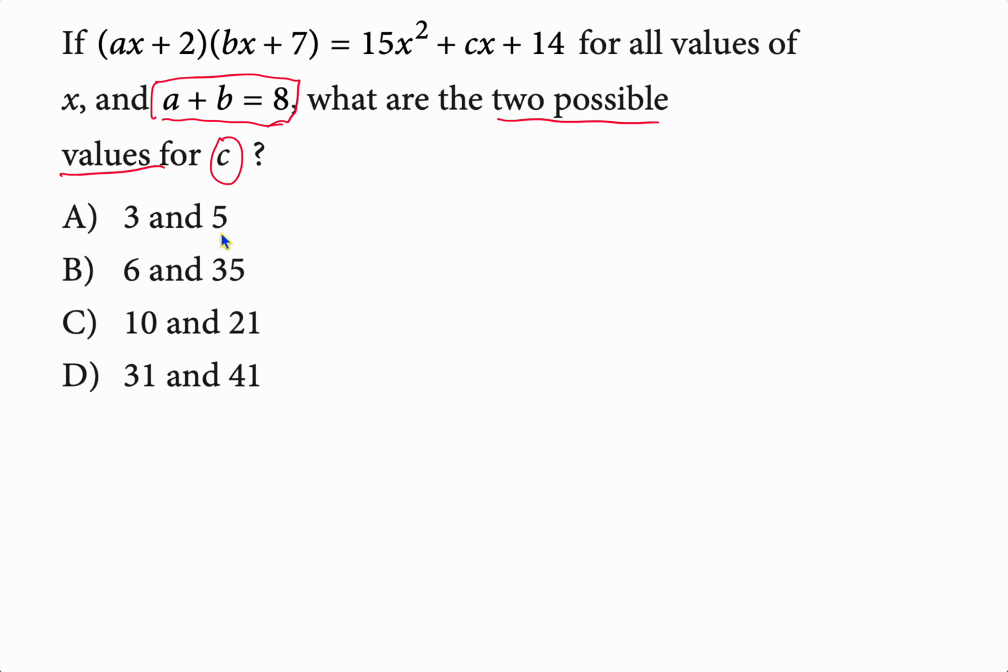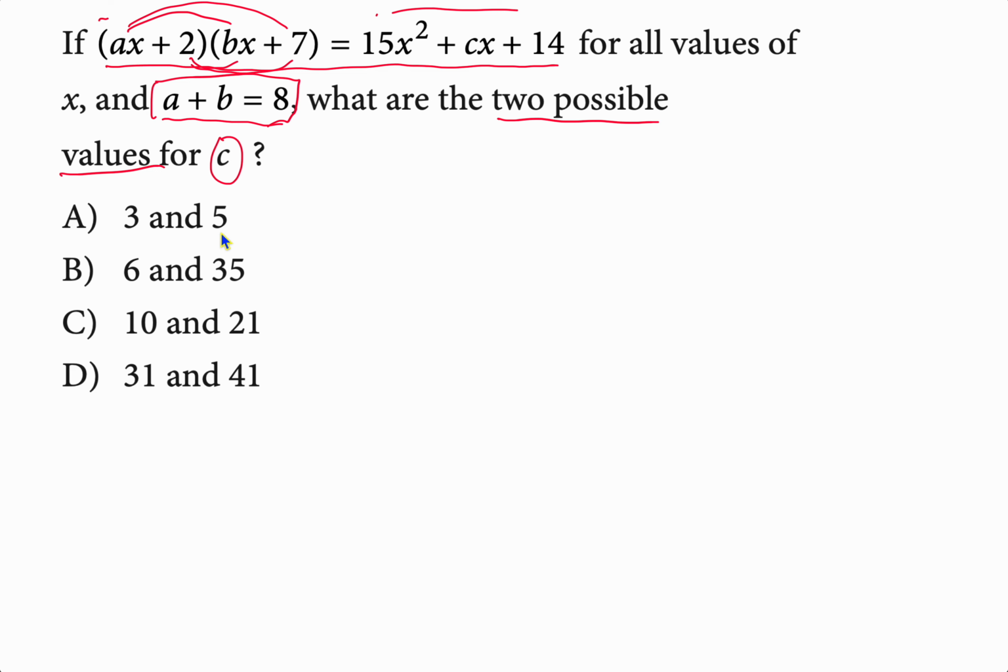And then the other item is the equation up here. We need to break this equation out and see what's going on, because there are multiple values. So a + b = 8, there are multiple values, so we need to first break the equation. How do we do this? We use the distributive property: ax times bx, ax times 7, 2 times bx, 2 times 7, and then equals the whole thing on the right here.